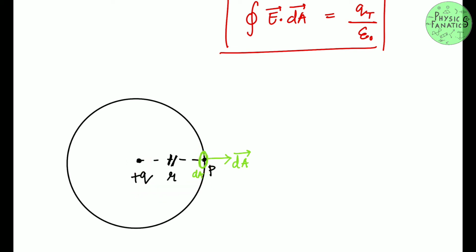If I want to find out the electric field at point P, obviously I will bring a positive test charge, and I know this positive test charge is going to experience a force in that direction, upward. And this will be the electric field because of the positive q charge. So you guys can see the electric field as well as the area vector are making an angle of 0 degrees with each other.